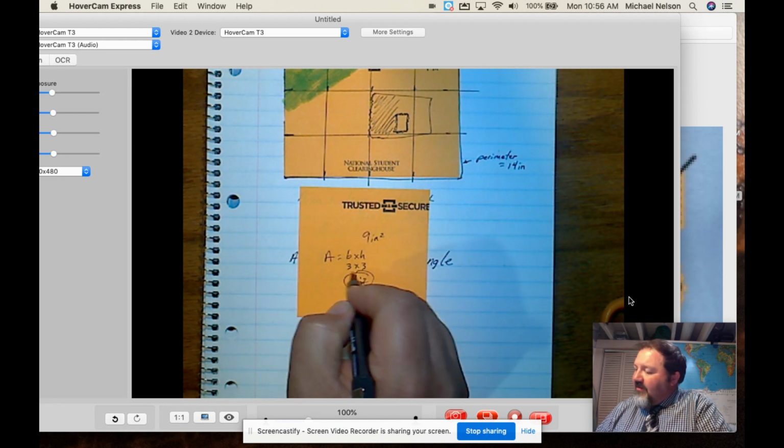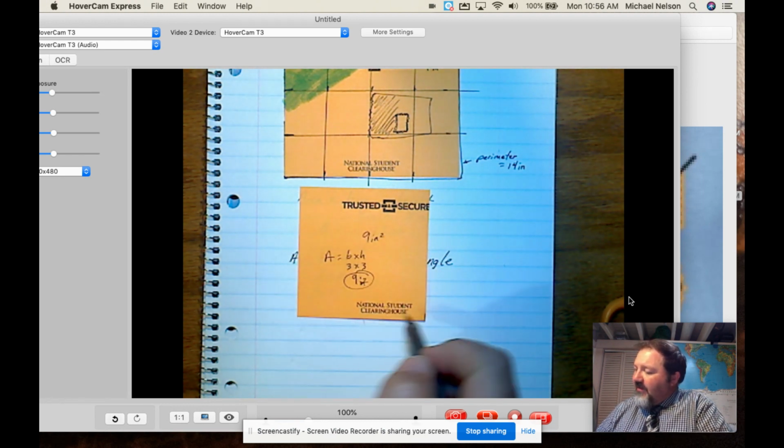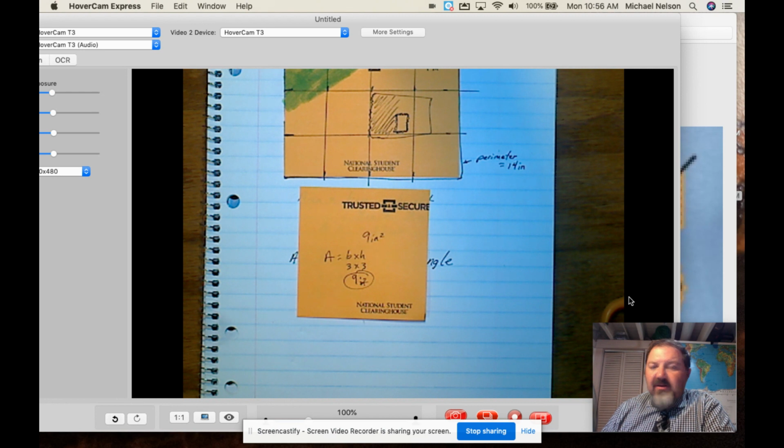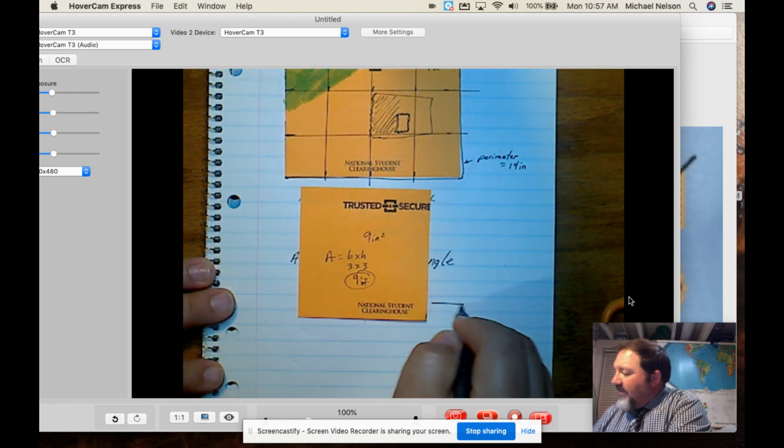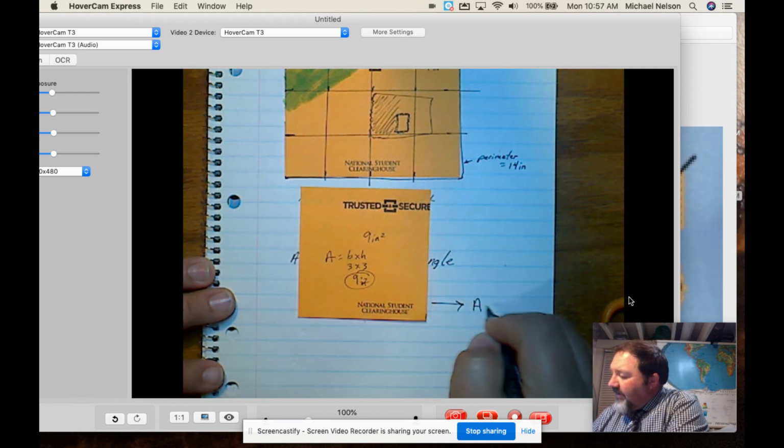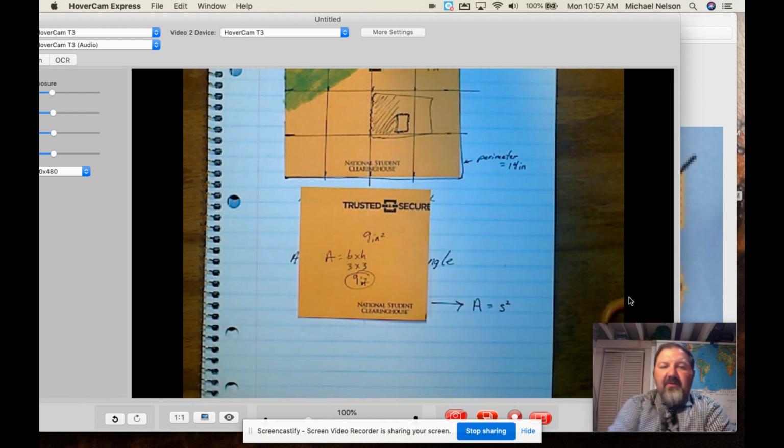But since the 3 and the 3 are the same, or all the sides are the same, and that's understood about a square, a lot of times you can use this formula right here. Area equals side squared, side times side.